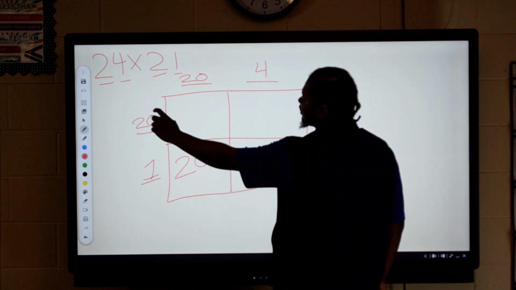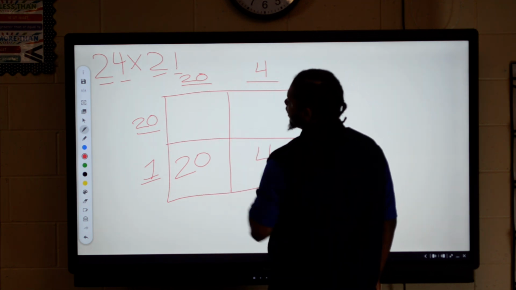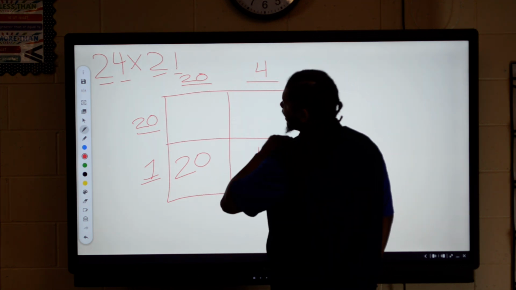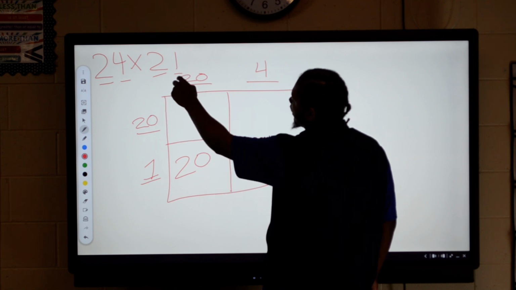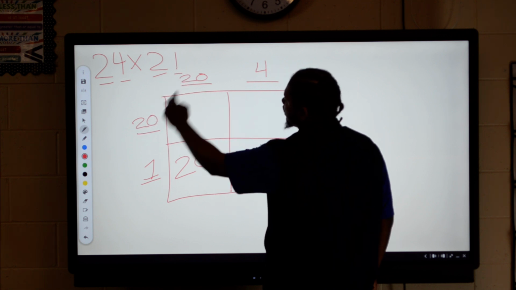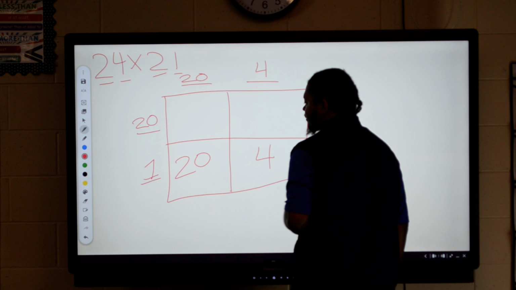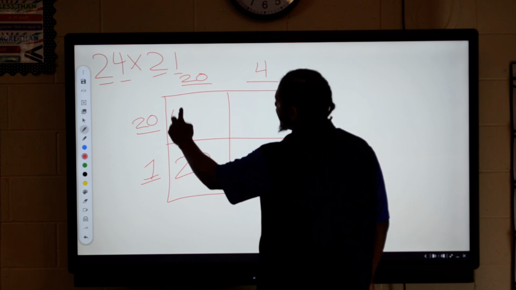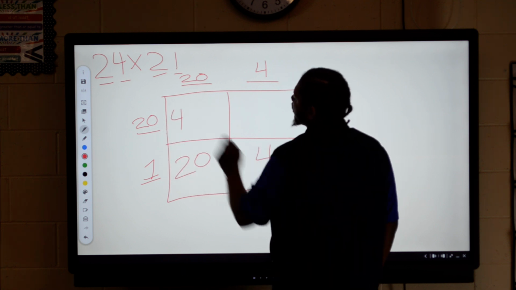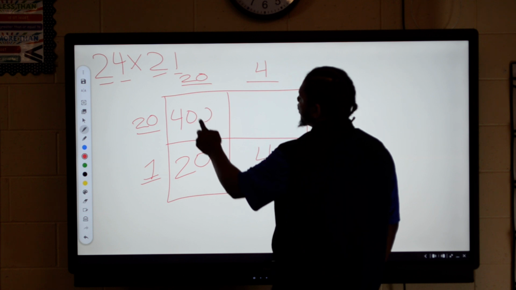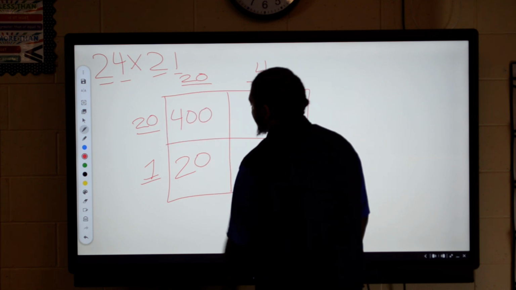So we have 20 times 20. The way that we do that for 2-digit multiplication is we're going to count our non-zero numbers, 2 and 2. So let's multiply 2 and 2. 2 times 2 is 4. And then we have 2 zeros in our equation, so we go ahead and add those. 20 times 20 is 400.